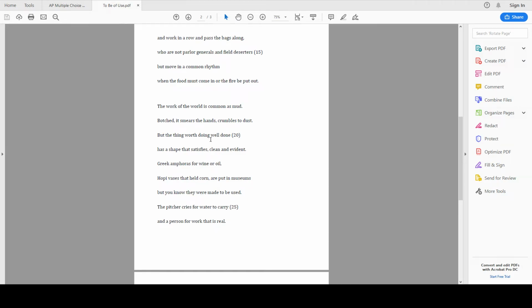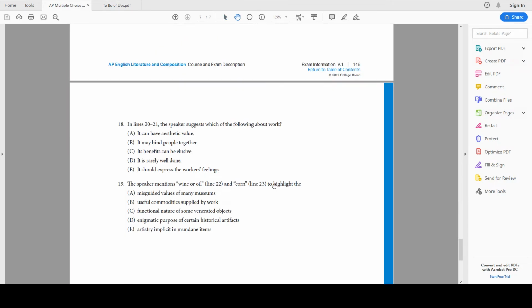But the thing worth doing well done, hard phrase right there, the thing worth doing well done. So if I'm trying to kick a ball and I kick it really well, or in this case, let's talk about something that's doing work. If I'm writing an essay and I write it really well, it has a shape that satisfies. Clean and evident. Okay, let's take a look at the possible answers.